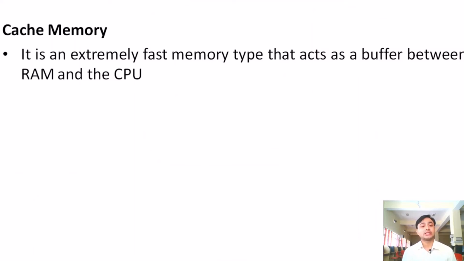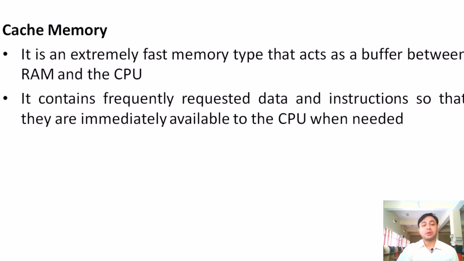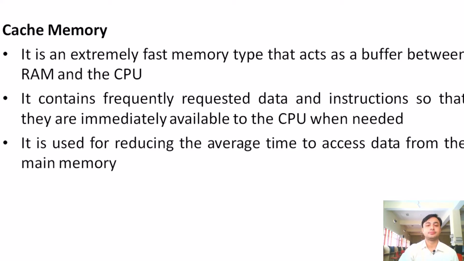Cache memory is an extremely fast memory type that acts as a buffer between RAM and CPU. The cache memory contains frequently requested data and instructions so that they are immediately available to the CPU when needed. So when the CPU needs any data, it will first access the cache memory. If there is no data available in cache memory, then it will access the RAM. So cache memory contains only the frequently requested data so that the CPU can easily access it.